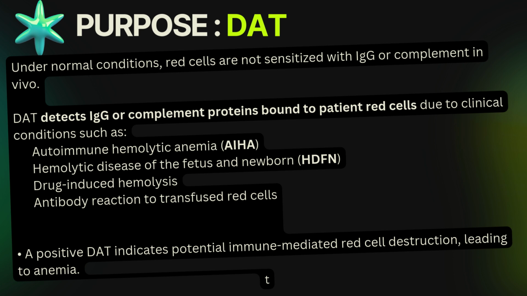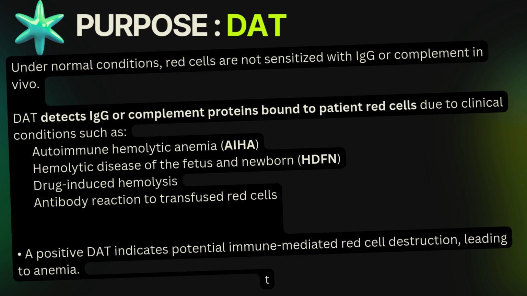warrant attention. So, the purpose of DAT. This is a crucial tool for identifying immune-related issues with red cells. Under normal circumstances, the red blood cells do not have IgG or complement proteins attached to them in the body in normal physiological circumstances. However, DAT helps us detect these proteins when they are bound to patient red cells, which can be due to several conditions. So what are those conditions?